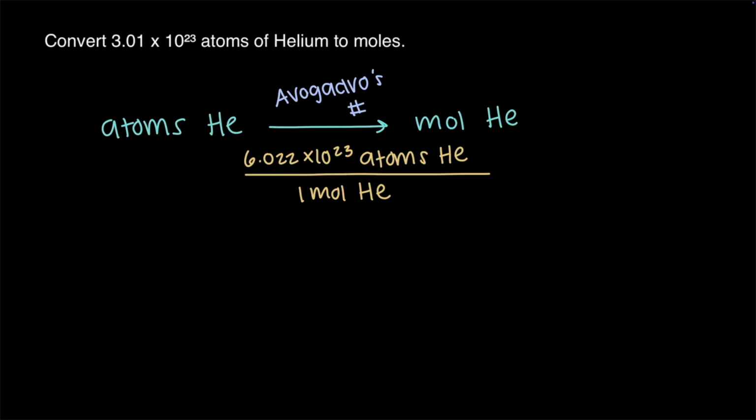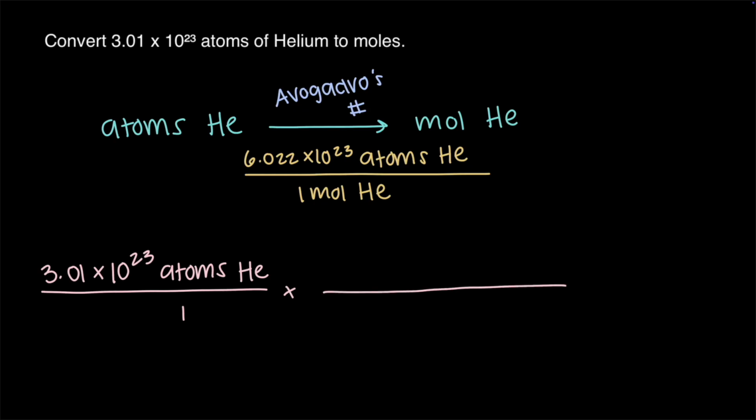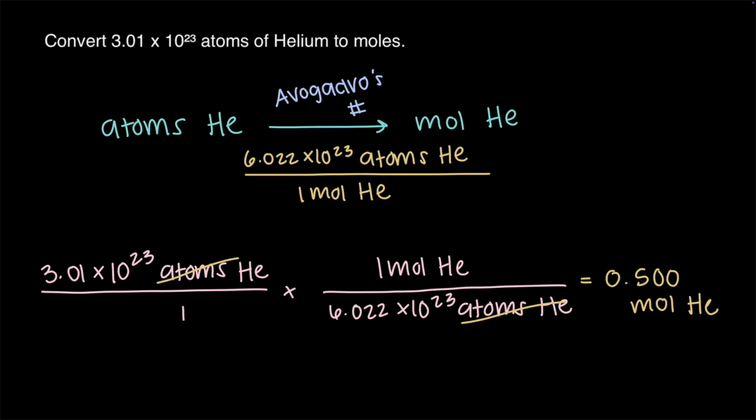Setting up all units to cancel, I will start with 3.01 times 10 to the 23rd atoms of helium over 1. In the next fraction, I will put 6.022 times 10 to the 23rd atoms of helium on the bottom and 1 mole of helium on the top. The atoms cancel, leaving us with moles of helium. Dividing the values, we get 0.500 moles of helium.